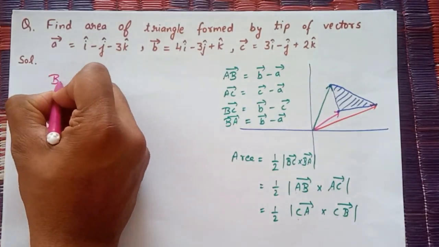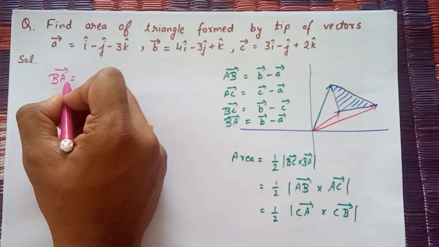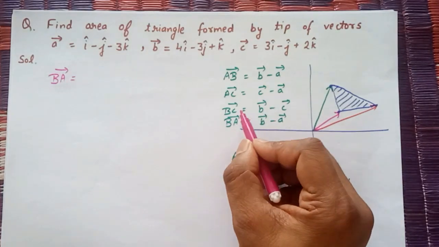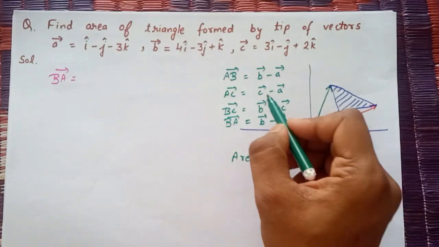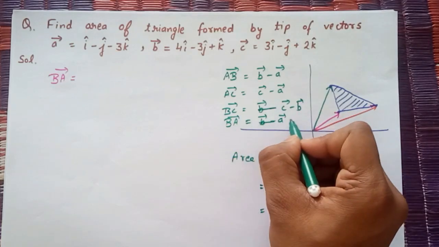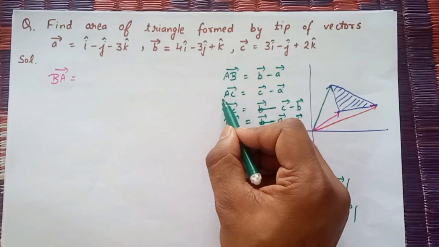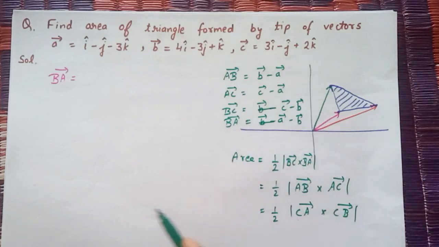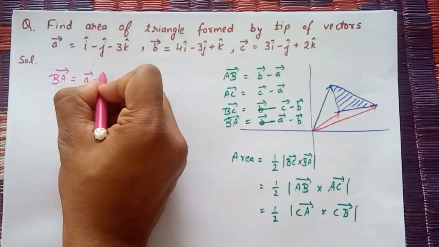So what will be BA vector? It will be equal to final minus initial. In BC it is C minus B, and in BA it is A minus B. Always it is final minus initial: AB is B minus A, AC is C minus A, BC is C minus B, BA is A minus B. So for BA, it will be equal to A vector minus B vector.